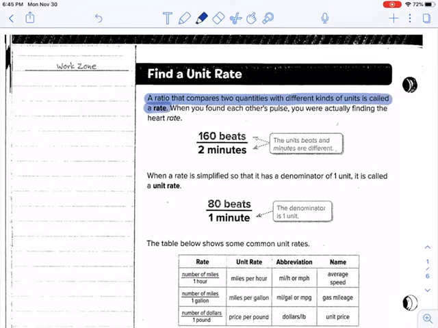And what we did in class is we found our pulse to find our heart rate. So if you take your pulse, if you're at home, and calculate it for 2 minutes, and let's say it's 160 beats in 2 minutes, and if you divide that you get 80 beats per minute, that's called your unit rate. A unit rate is any time you have your denominator as 1.